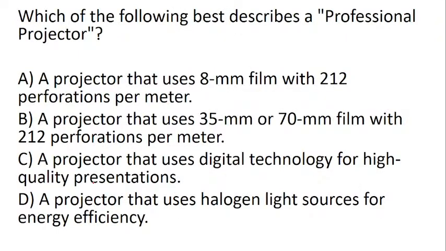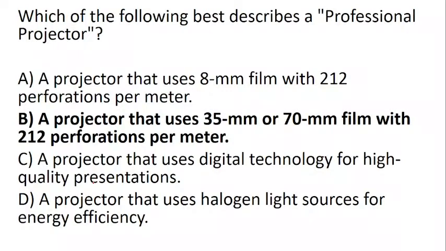Which of the following best describes a professional projector? Alin dyan? That will best describe a professional projector. 140, no, for the thermal protection rating. Okay. The correct answer is letter B, no? A projector that uses 35 mm or 70 mm film with 212 perforations per meter.